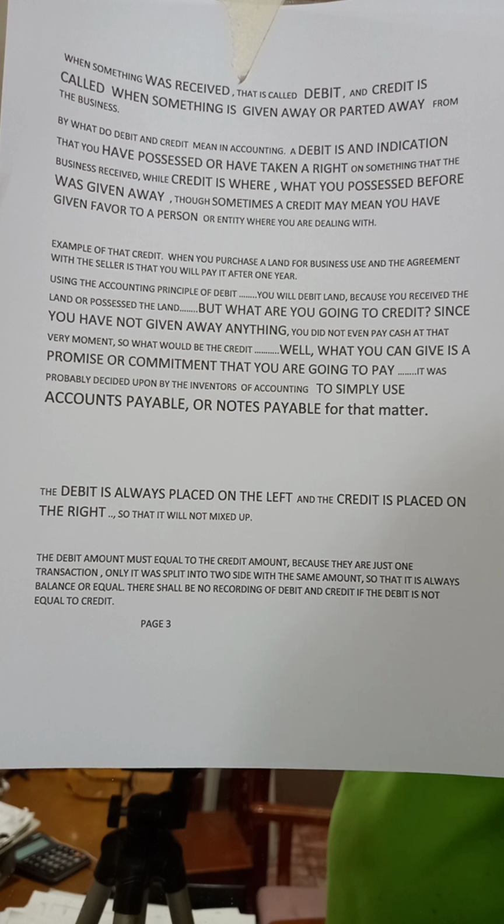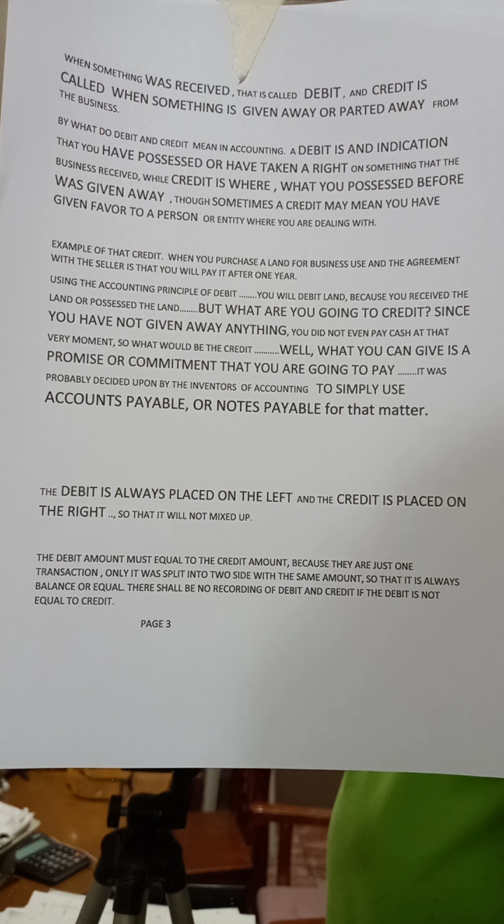Though sometimes a credit may mean you have given a favor to a person or entity you are dealing with. An example of that credit is when you purchase a land for business use and the agreement with the seller is that you will pay it after 1 year. Using the accounting principle of debit, you will debit land because you received the land or have possession of it. But what are you going to credit since you have not given away anything? You did not even pay cash at that very moment. So what will be the credit? Well, what you can give is a promise or commitment that you are going to pay.